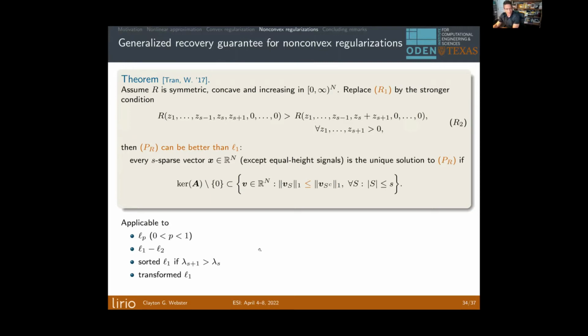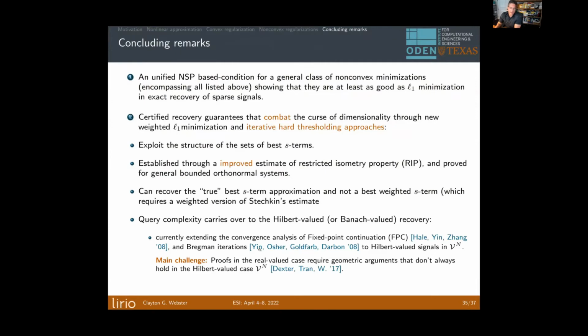And I think with that, I'll just finish up and say a few things. So at the end, I did show you this unified null space condition for a class of general non-convex minimizations, showing they're at least as good as L1 and which ones are better. When we went through this idea of weighted L1, I tried to show you these guaranteed recoveries that can combat the curse of dimensionality. And the idea, again, was we exploit the structure of the best S-term approximation.